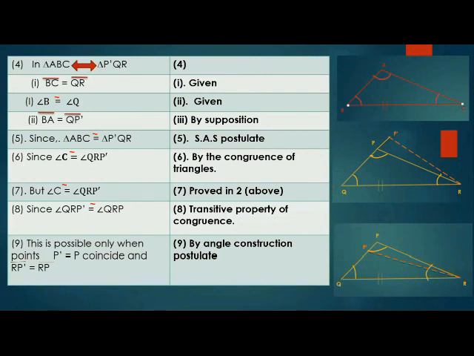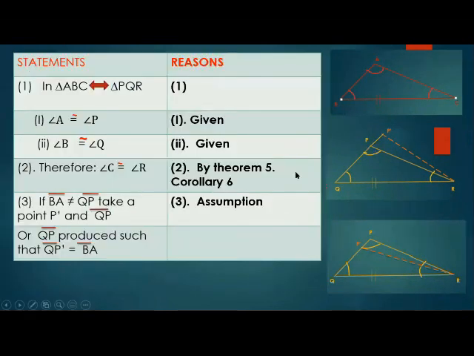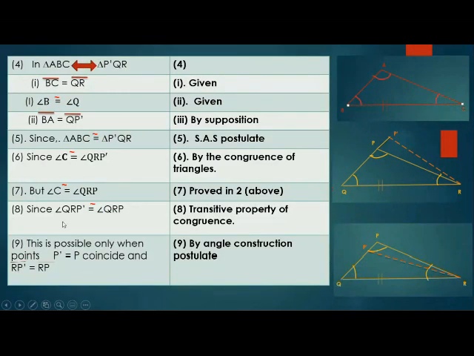What do we see over here? We see that angle C is congruent to angle QRP. Angle C was congruent to angle QRP. How? Because we have proved over here that angle C is equal to angle R. So it means that angle QRP and angle QRP complement would also be equal to each other. How? Because of the transitive property of congruence.